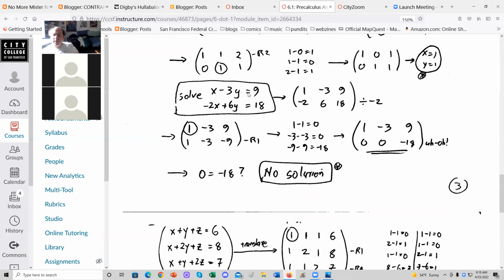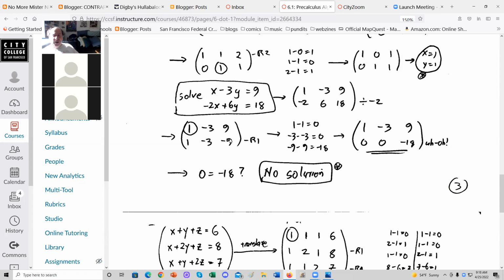Here we have a 2 by 2 system. x minus 3y is 9, -2x plus 6y is 18. So 1, -3, 9, first row. -2, 6, 18, second row. All right, this second row has a common factor of -2, so divide by that. And we get 1, -3, -9. Uh-oh. Same 2 rows, identical rows.